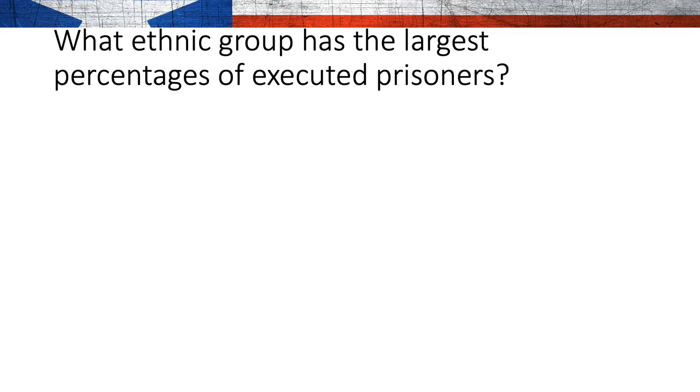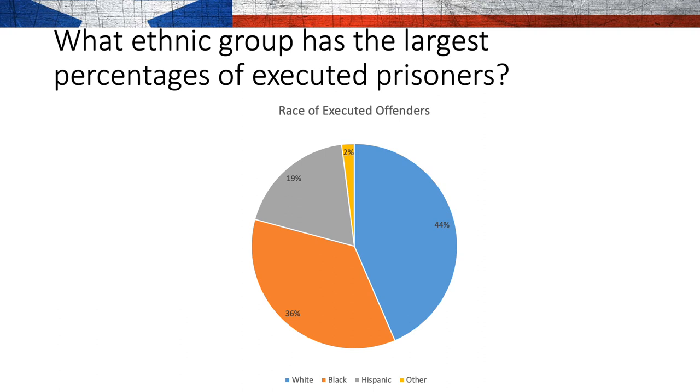When you think about crime statistics and everything you hear on the news about criminals and hardened criminals, you wonder what ethnic group has the largest percentage of executed prisoners in Texas. Well, that data is also available. And it turns out that most executed prisoners in Texas are white. Smaller percentage is Black, smaller even than that is Hispanic, and then finally there's really only been two from 1982 to 2019 who were classified as other. So of the 565, 251 of the executed have been white, 204 Black, 108 Hispanic, and two other.